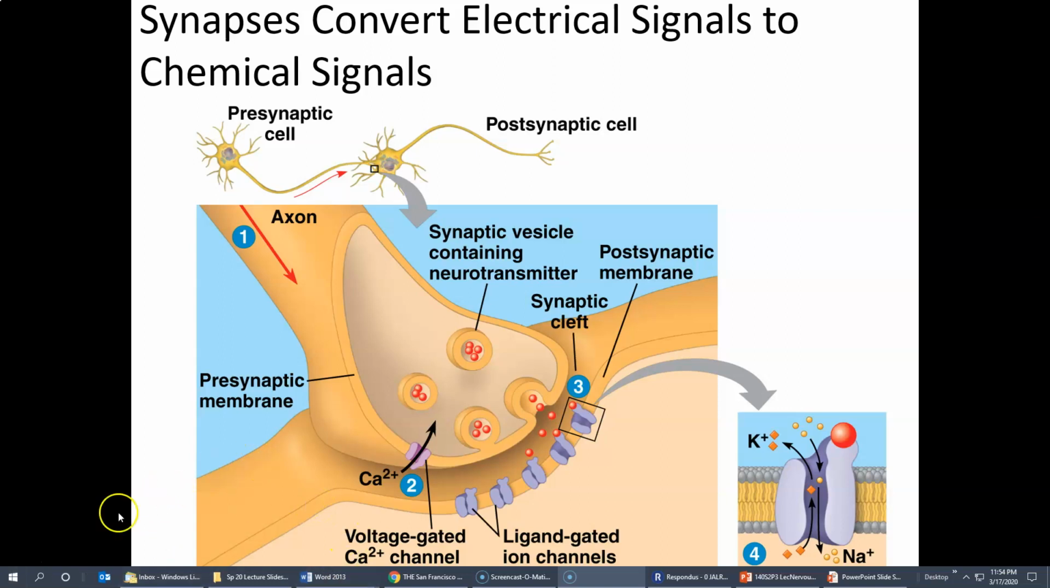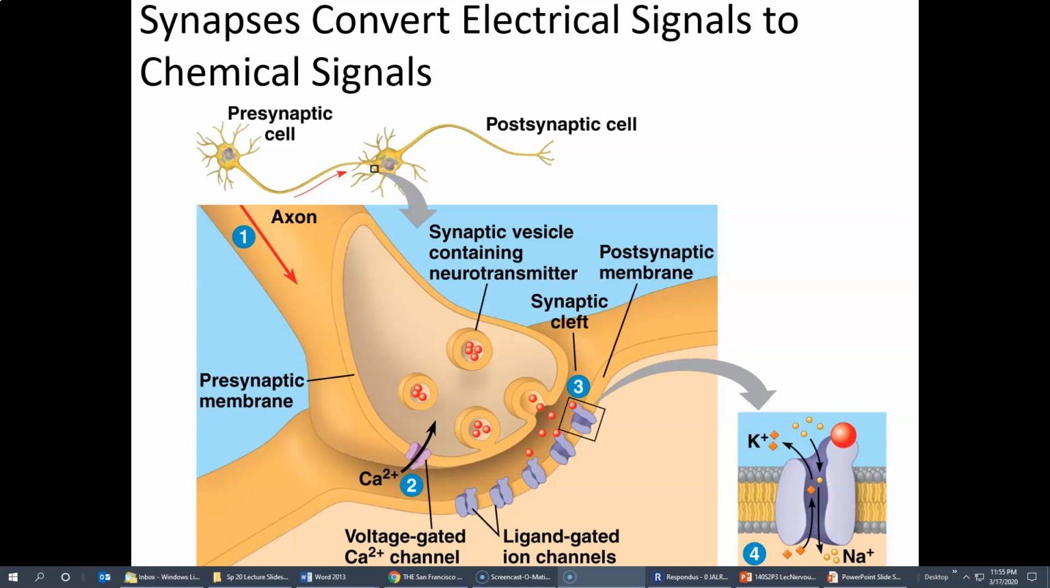Those endings contain neurotransmitter. That neurotransmitter could be a number of different types of chemicals. The neurotransmitter gets released once the action potential comes down the axon and causes calcium, that's the Ca+2 there, calcium channels to open. Because calcium is higher in concentration on the outside of the cell than inside of the cell, calcium diffuses into the cell. This provides the energy to cause the synaptic end bulb to release neurotransmitter into the synaptic cleft.